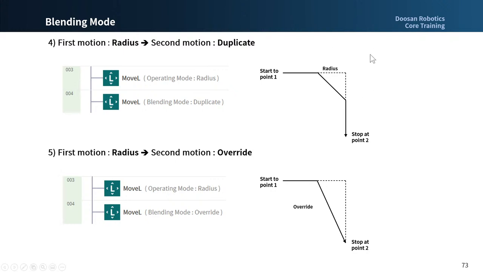And duplicate, when you set the radius 100 millimeter, then the TCP moves like this, but the override, it moves directly to point 2. So, do you have any questions about motion commands?